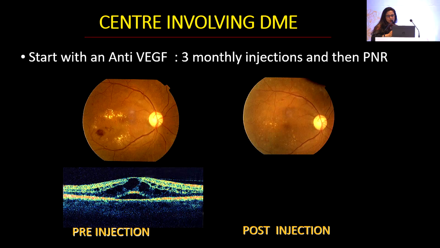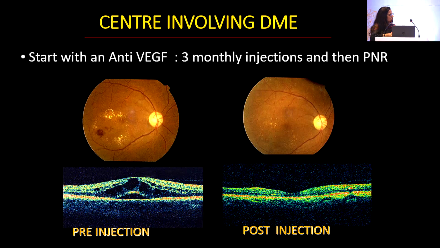You could give 3 monthly injections and then give them as and when needed. There are different treatment protocols. There's no standardized protocol. Every surgeon has his own way of treating these patients. You could give them as and when needed, you could do a treat and extend regime, or you could give 3 injections monthly in the beginning and then follow them up. So this is a patient pre-injection and post-injection.